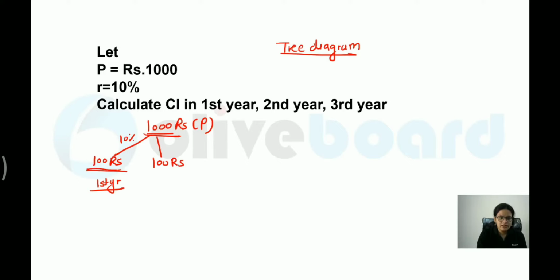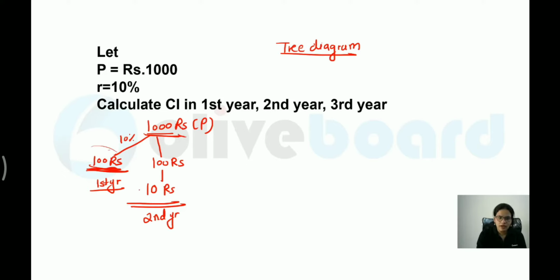And based on this interest also you have 10%. So here also 10% would be applicable. I'll be getting 10 rupees over here. So this is the value in the second year. Are you getting it? So in the second year, you will have interest on the principal plus interest on this interest as well. Are you getting it?